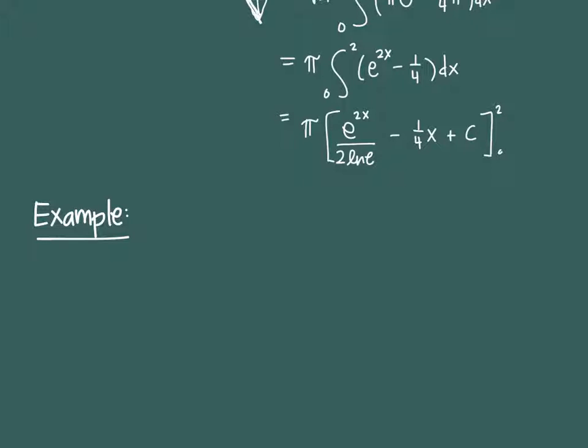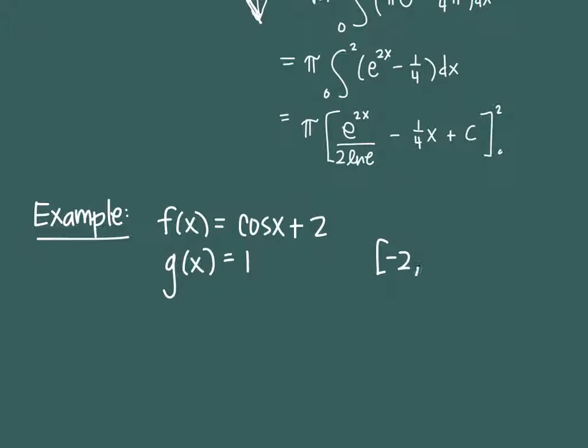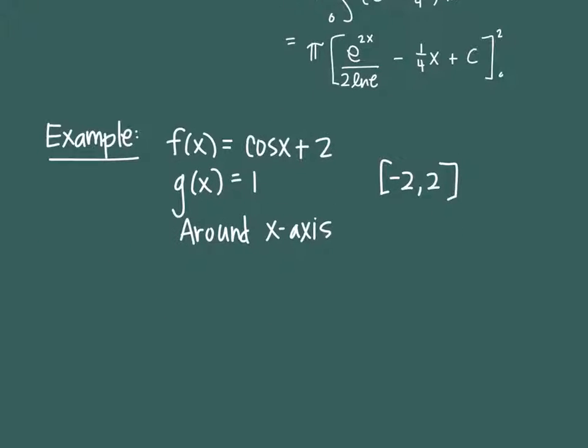All right, so let's do the same thing. The instructions are going to be the same. I'm not going to rewrite the instructions every time, but we'll have two different functions. We'll have f of x being equal to cos x plus 2. We'll have g of x being equal to 1. And the interval is going to be negative 2 to 2. And we're going to be rotating around the x-axis. So all of that is still the same. We're finding the volume. So let's have a good 2D understanding of this.